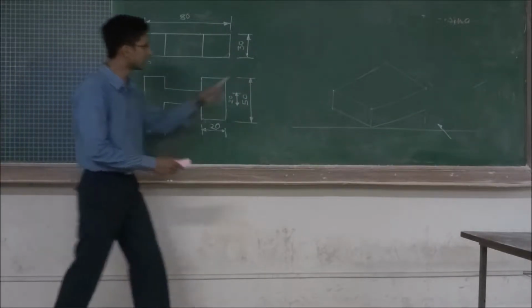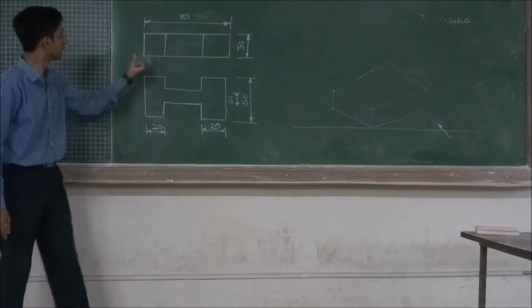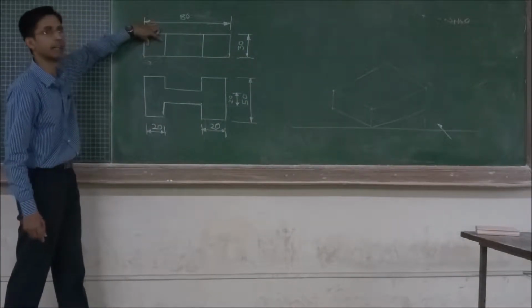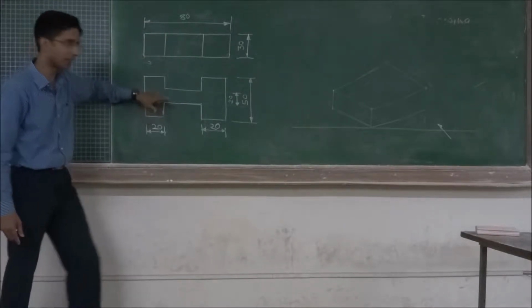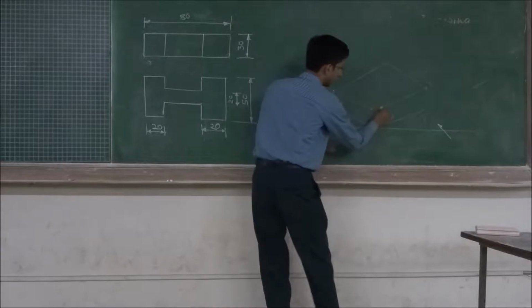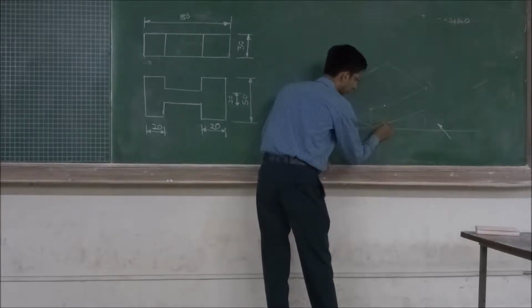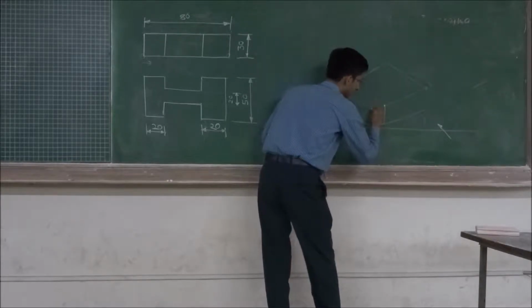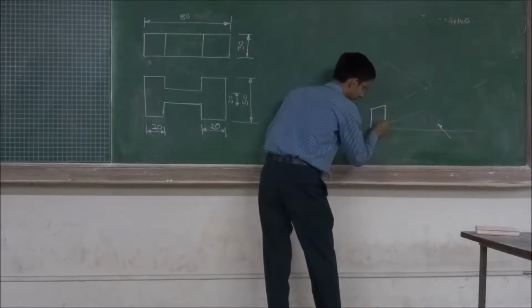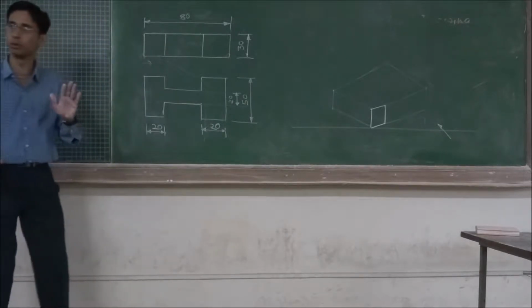Once this is done, I will focus on the front view. This is the rectangle which I have to draw. What is the dimension given? 20 mm. From this point, at a distance of 20 mm, I will locate the next point, and from here also at a distance of 20 mm, and join this. This rectangle I am able to see.